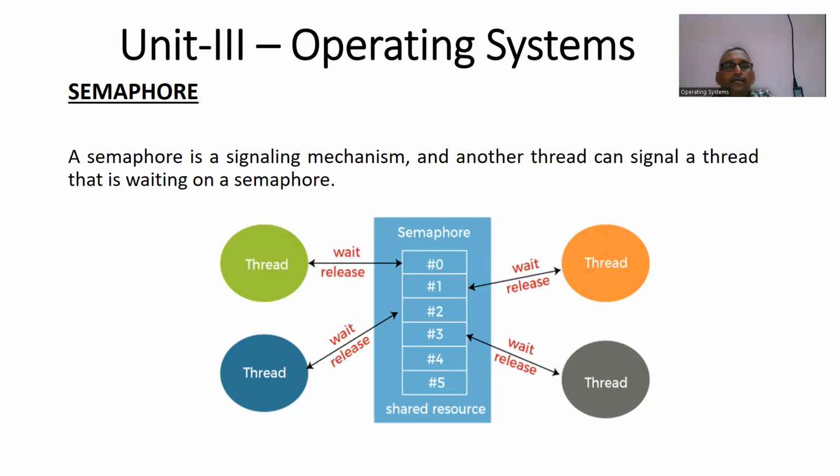Thread moves to the wait state and to the semaphore, and then the wait and release of the thread happens. Semaphore values 1, 0, 1, 2, 3, 4, etc. is the shared resource. A semaphore uses two atomic operations, wait and signal, for process synchronization.